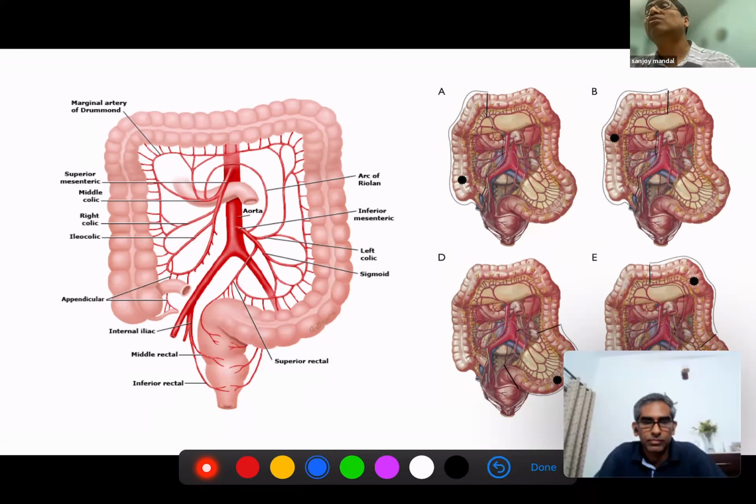If you have a growth which is higher up, probably in the hepatic flexure, then you would take the whole of the middle colic, and your transection line would come more in the distal side of the transverse colon. This probably you need to modify as you're operating on table, depending upon how the exact vasculature is.